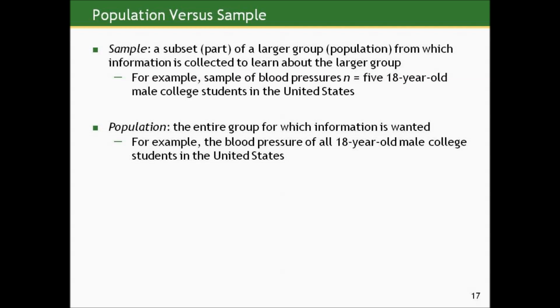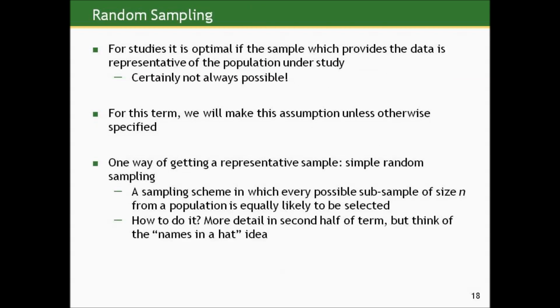For studies, and in general, it is optimal if the sample which provides the data is representative of the population under study. This is not always easily done, and we'll talk more about that later in the course. However, in this term, we will make this assumption unless otherwise specified.